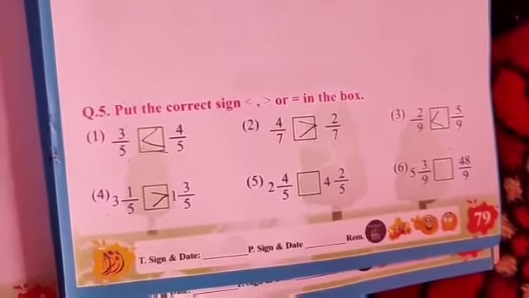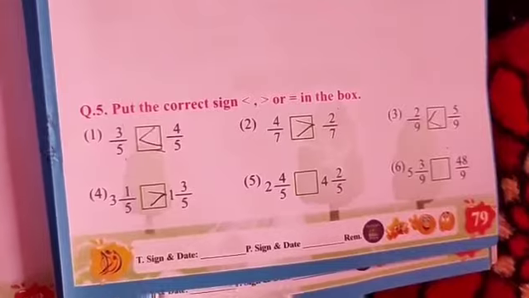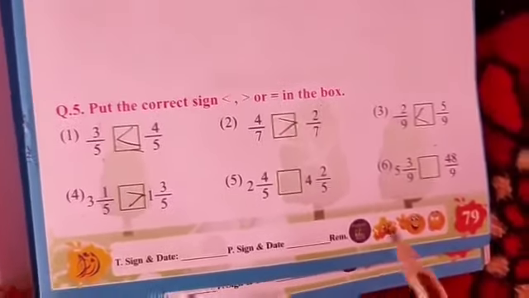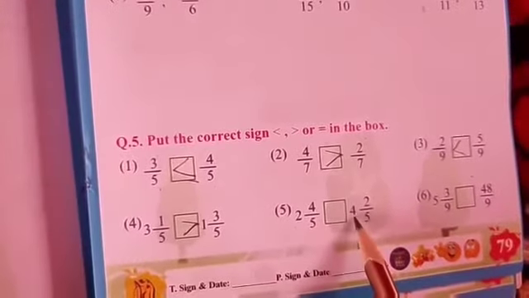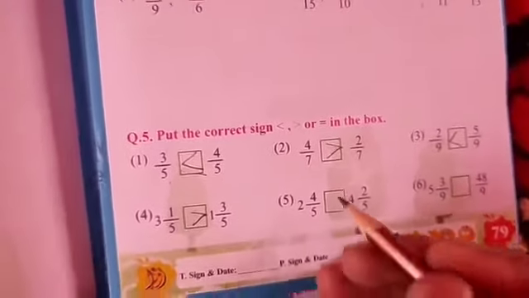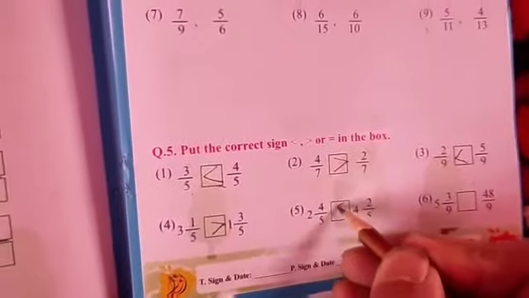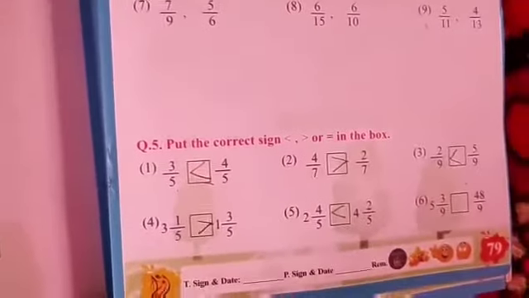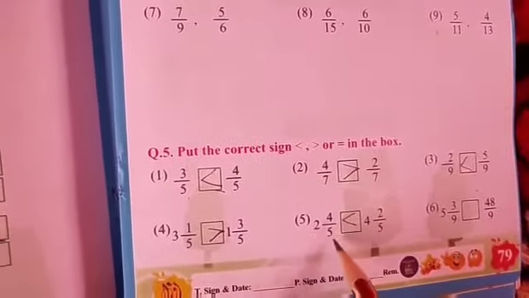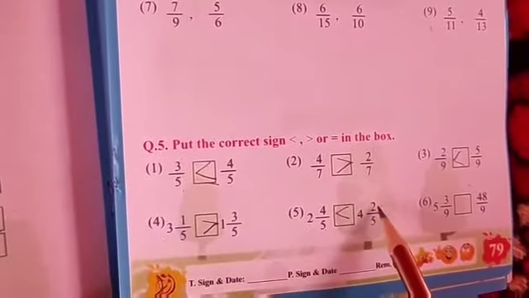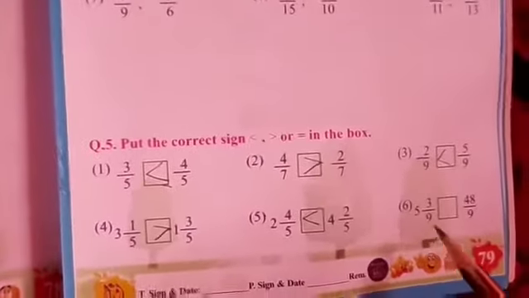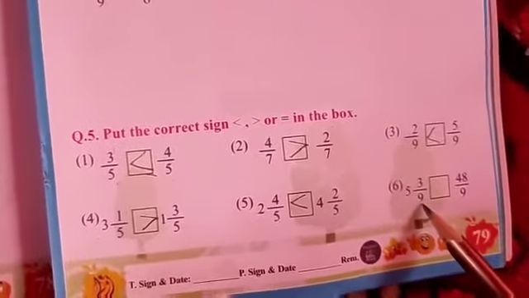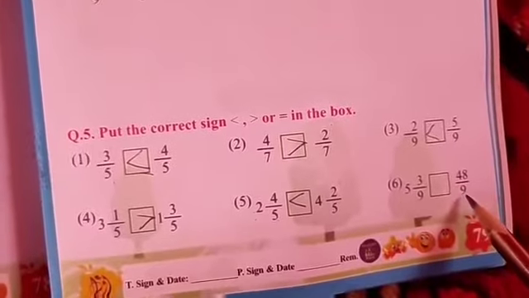In these fractions the denominator is the same, and the whole part of this one is 2 and this one is 4. 4 is greater than 2, so we will put this sign. That means 2 whole 4 upon 5 is less than 4 whole 2 upon 5. And next part is 5 whole 3 upon 9 and 48 upon 9.